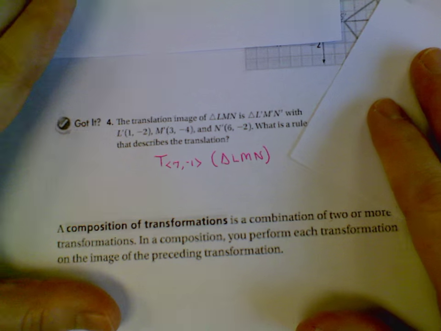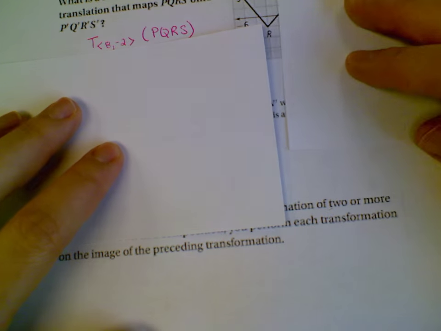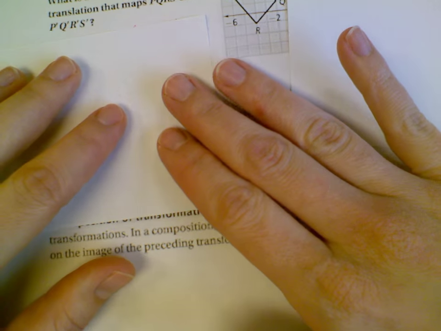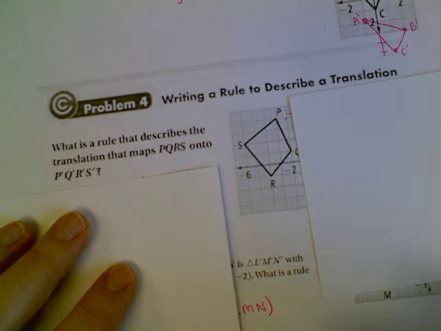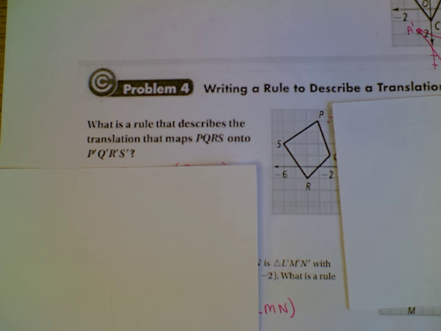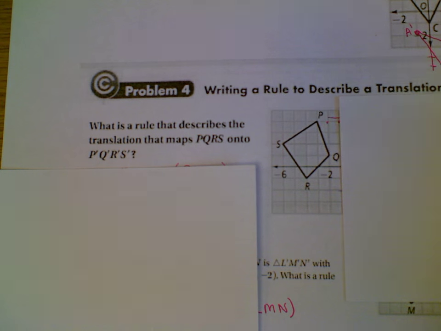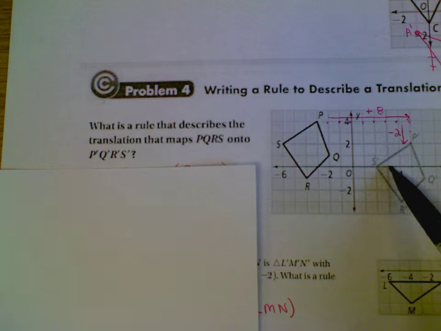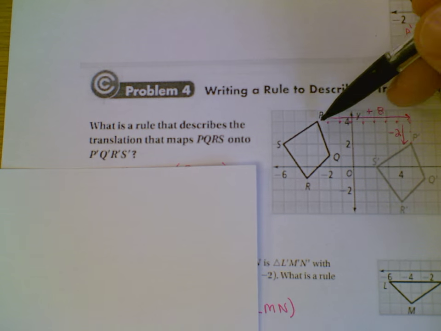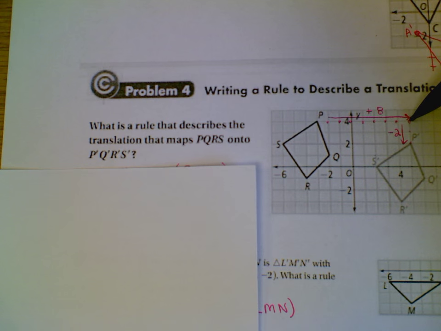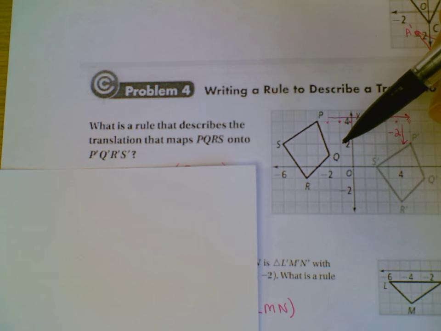The next piece is you writing the rule. So here is the original problem on that next one. Here's the original problem, and it's asking you what is the rule that describes the translation for PQRS onto P prime, Q prime, R prime, and S prime. So here was the original and then my image that resulted from it. I would need to count how many I'm going over and down. So if I was counting P, I counted that I had to go right 8 and I had to go down 2. Now obviously you can check that for all 4 points, but it should be the same thing.